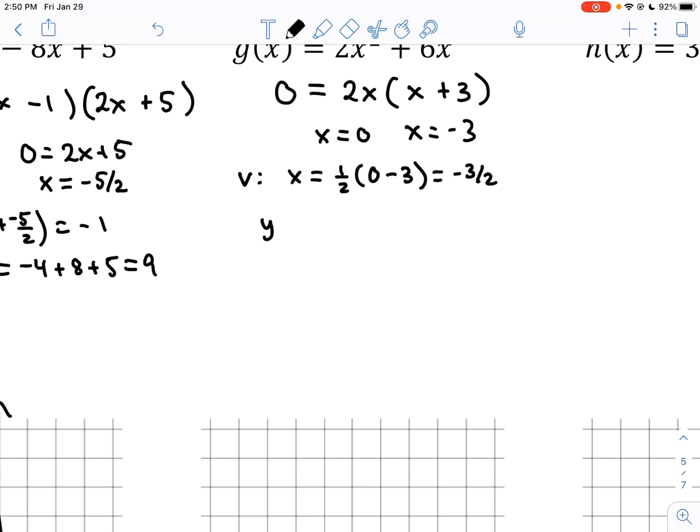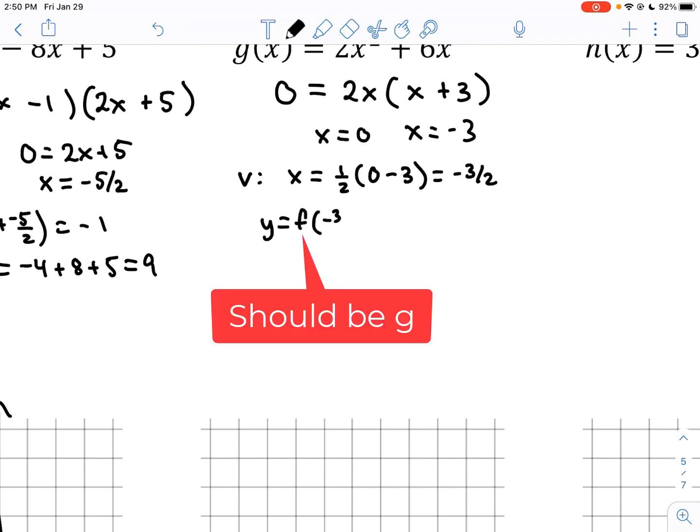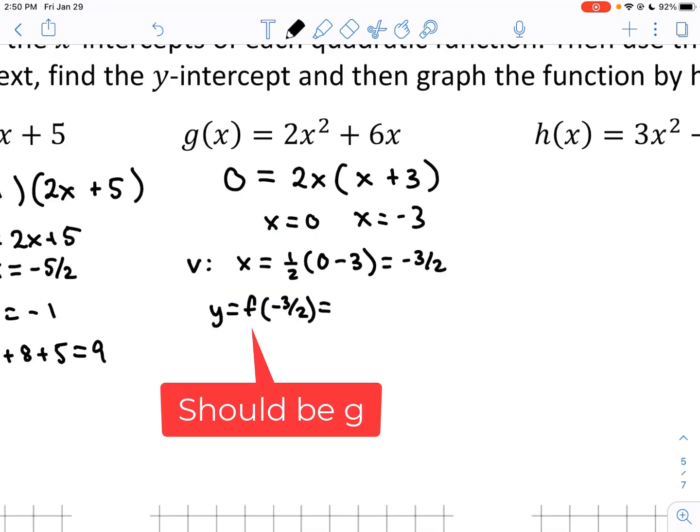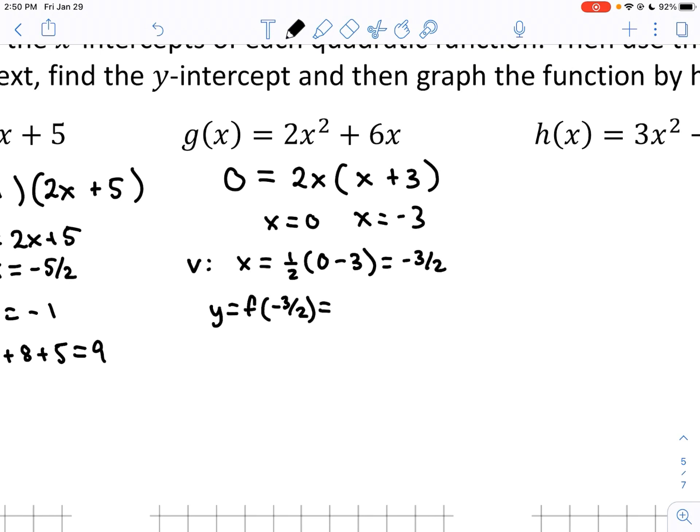The y-coordinate of the vertex is always found by plugging negative 3 halves into the function. So we're going to have to square negative 3 halves. That's going to be 9/4 times 2 will be 9 halves. And then minus 3 halves times 6 is negative 18 halves, and we get negative 9 halves.